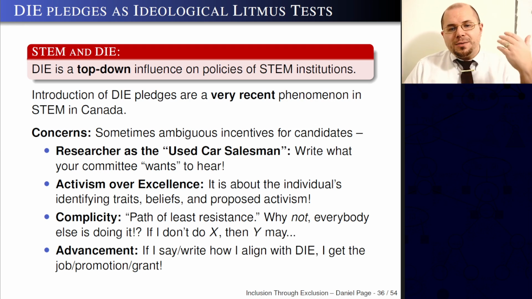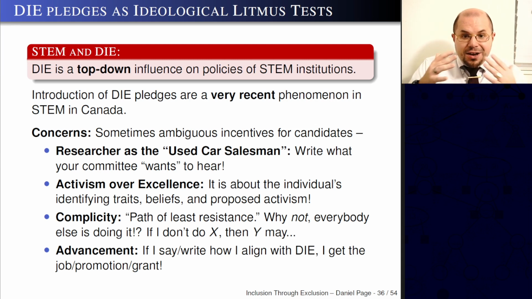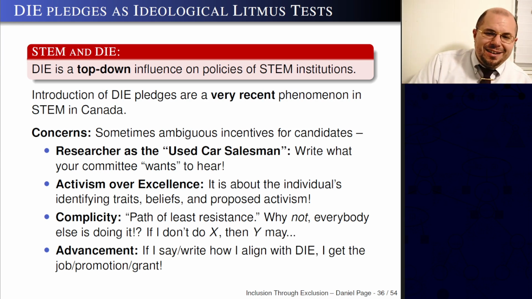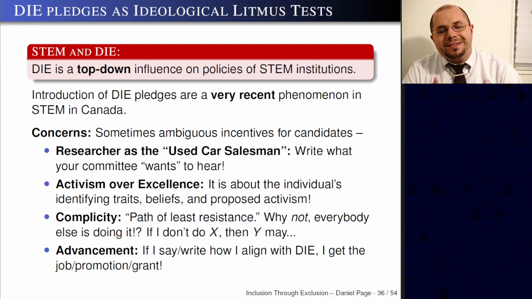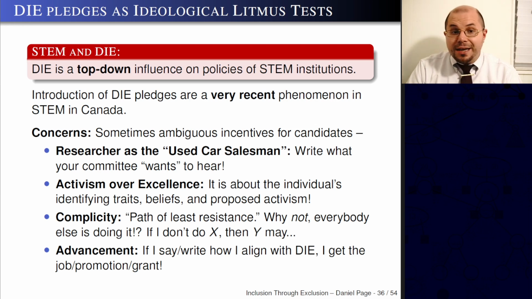Now I talked about the used car salesman. Well, there are a lot of academics who take the path of least resistance. They just want to do their science. They don't want to be bothering anybody. So why should I do anything to buck the trend? If I don't do it, why might anyone do it? Or if I go against it, oh no. But ultimately, it is a careerist concern. This is about academics versus careerists, a conflict of interest or incentives that exists, namely in advancing. If I write a statement on how I align with DEI, I might get that promotion. I might get that grant. I might get the job.